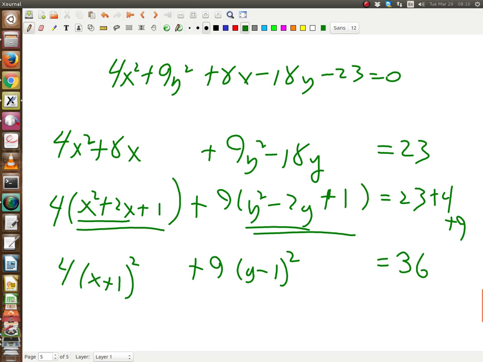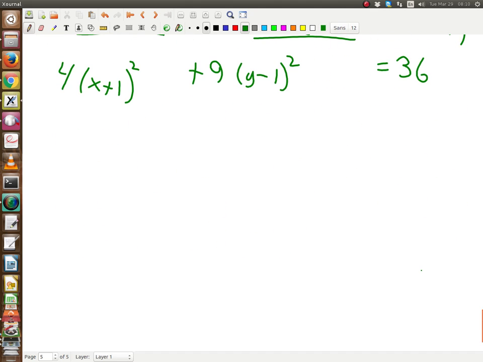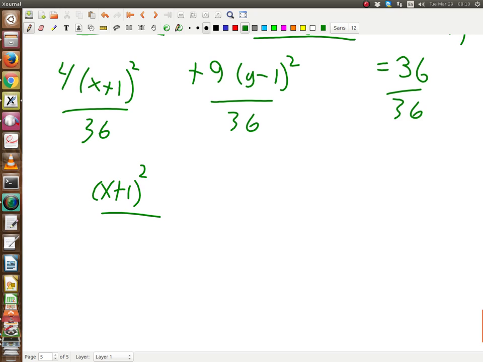Okay. Now remember, elliptic form had equal to 1 over here. I erased it, but it was x minus h squared over a squared plus y minus k squared over b squared equals 1. How do you get that 36 to be 1? Divide everybody by 36. And you get x plus 1 squared over what? 4 into 36 reduces to what? 1/9, okay. Plus y minus 1 squared over 4 is equal to 1.